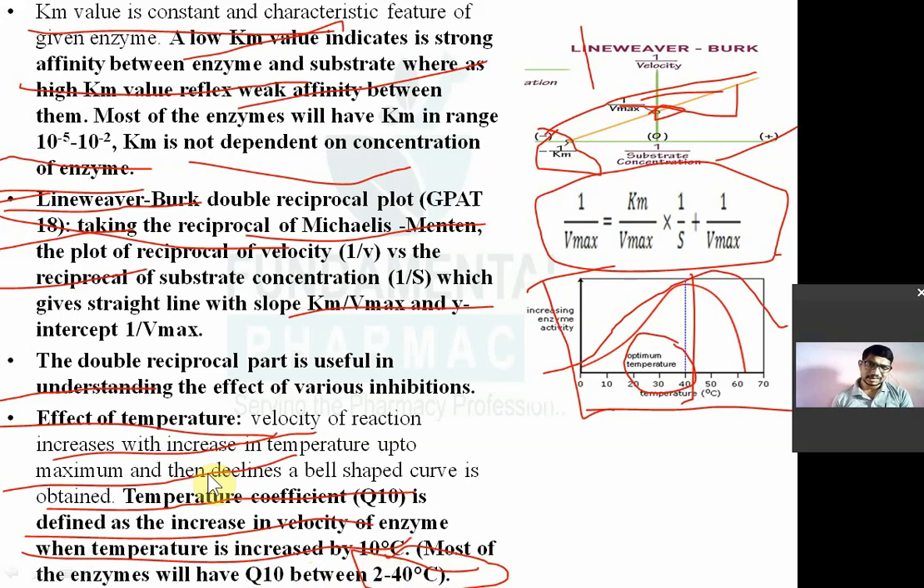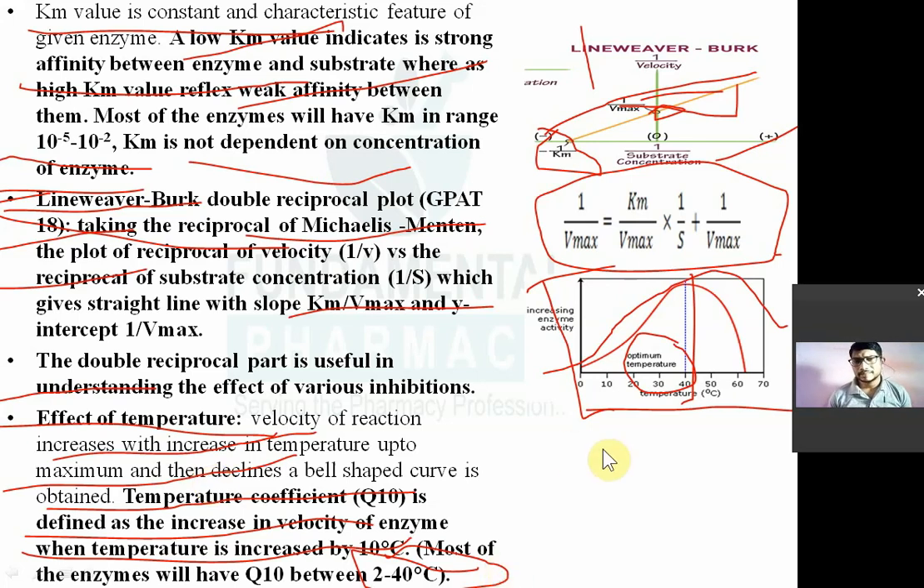But there are certain exceptions. For example, Taq DNA polymerase will have an optimum temperature of 70 degrees Celsius. Then muscle phosphatase also has an optimum temperature of more than 40 degrees Celsius. So most of the enzymes have an optimum temperature in the range between 2 to 40 degrees Celsius, but there are certain exceptions, as I have told you, Taq DNA polymerase with optimum temperature of more than 70 degrees Celsius, and muscle phosphatase with optimum temperature of more than 40 degrees Celsius.